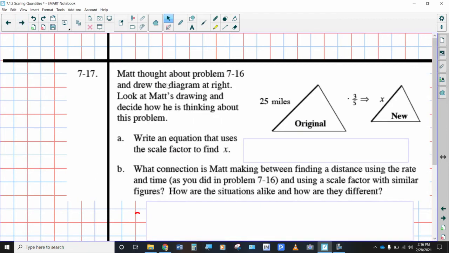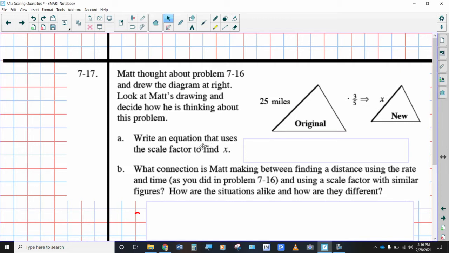Now, Matt, he's thinking about this problem slightly differently. He drew a diagram where he took 2 triangles that were similar to each other. This is the original, this is the new. And so this side length of the original, he's equating to the 25 miles as the total distance. And then he's treating this as a scale factor where he didn't go the entire 25 miles, he went 3/5 of it. So 3/5 of 25 gives you the distance that he had traveled up until he got his flat tire.